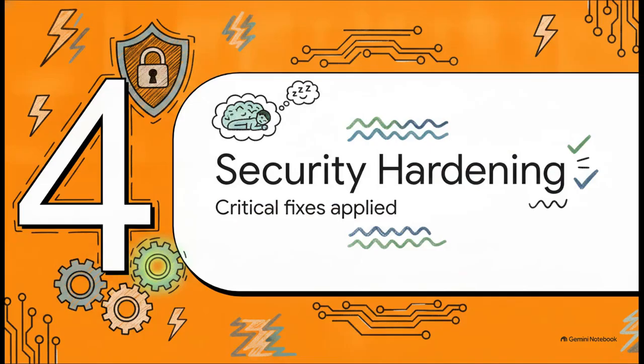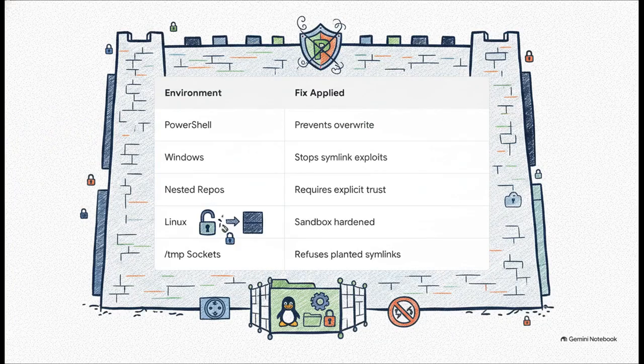Section 4. Critical Security Hardening Fixes. These are the critical patches applied to give busy developers some actual peace of mind. Let's see how this update builds a fortress around your local setup.